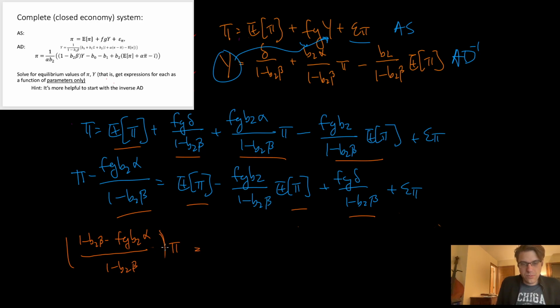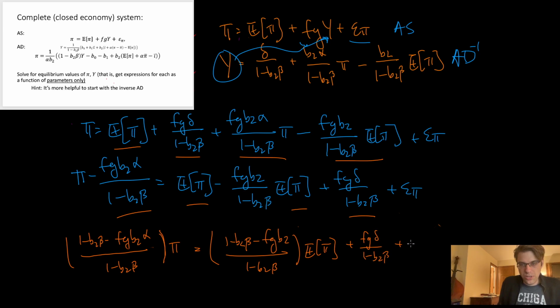And then on the other side, I'm going to do something similar. I'm going to factor out the expected pi. I'm going to have 1 minus b2 beta over 1 minus b2 beta, and I'll just make the subtractions. It's 1 minus b2 beta minus fg b2, divided by 1 minus b2 beta, expectation of pi, plus fg delta over 1 minus b2 beta plus epsilon pi. And then we can do the division. So maybe let's define gamma, another helper variable. Let's say gamma equals 1 minus b2 beta minus fg b2 alpha.